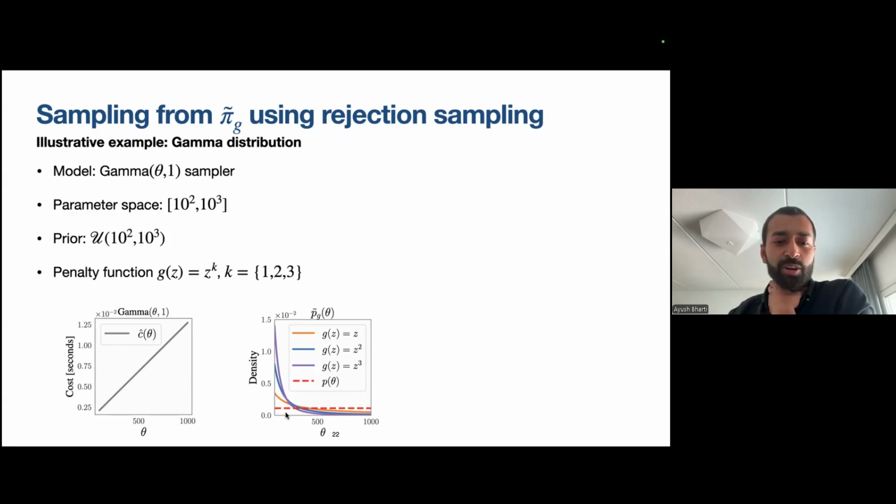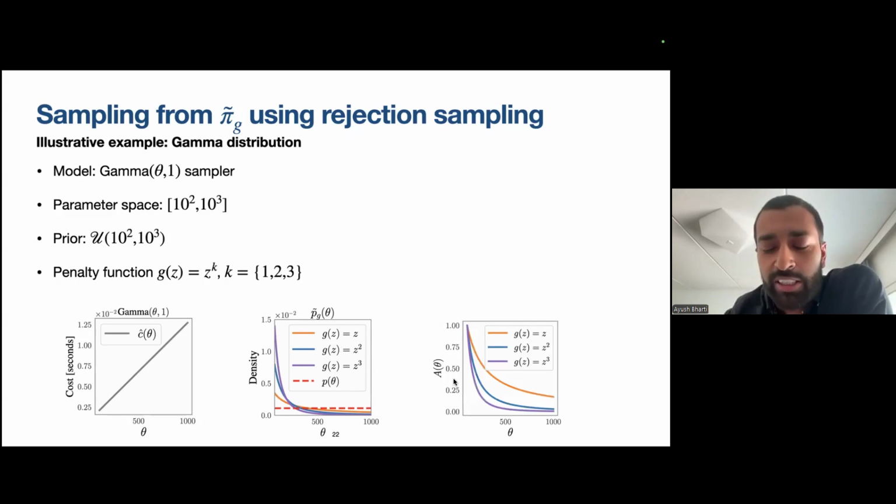So now if I place a uniform prior, which is this dotted red line, on theta, and take the penalty function to be just the identity function, then you get a cost-aware proposal density, which looks like this orange curve. So as you can see, this is the cheap region, this is the expensive region. It's placing more mass here, less mass there. And as you increase the penalty on the cost, you're severely punishing high cost regions. Like you definitely don't want to sample here, right? And so here is the acceptance probability for the same. And as you can see, the acceptance probability goes lower and lower as the penalty increases.